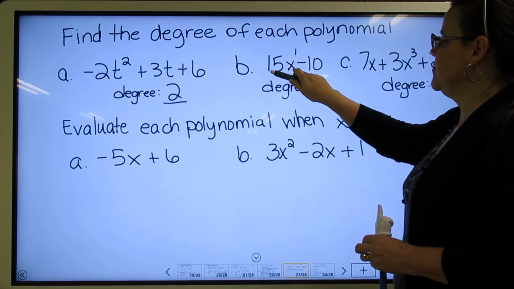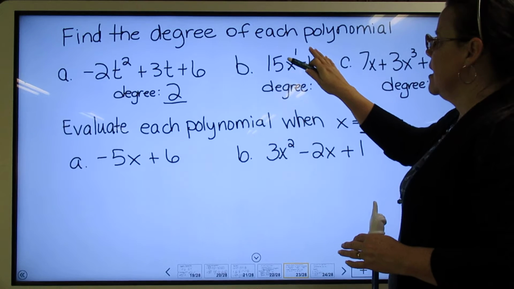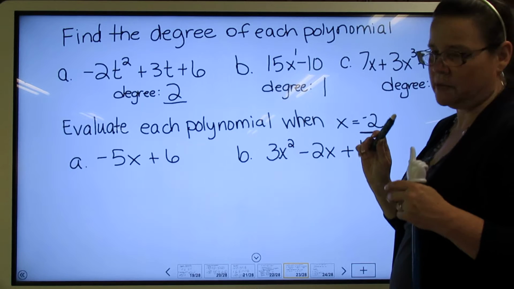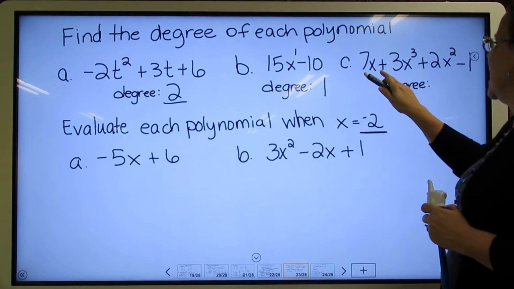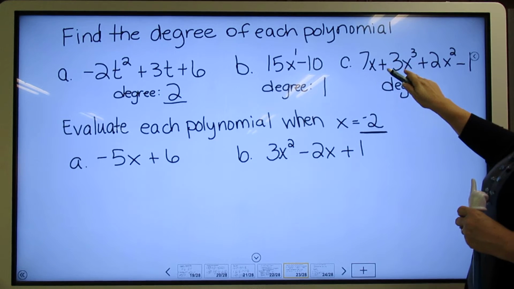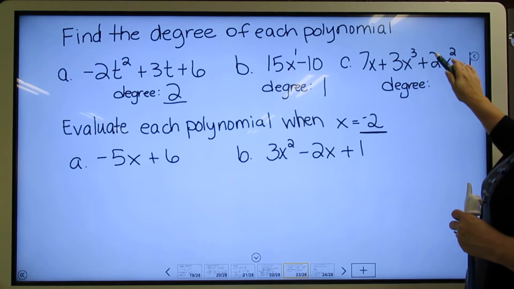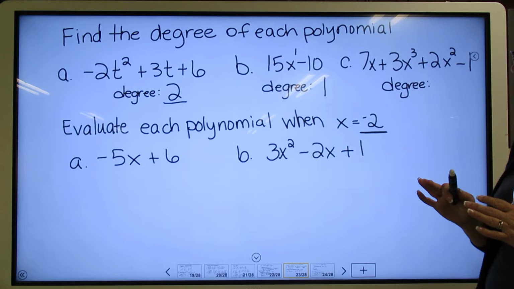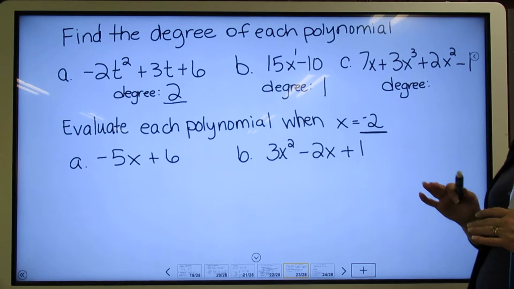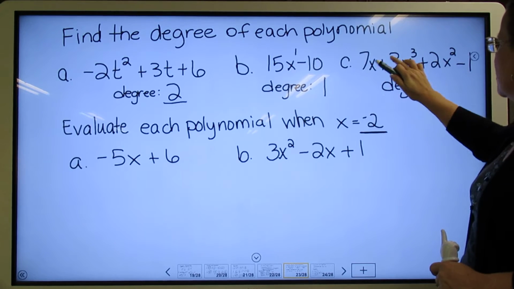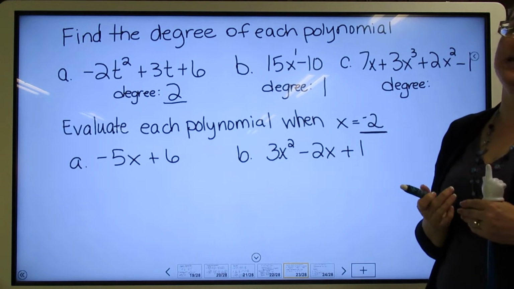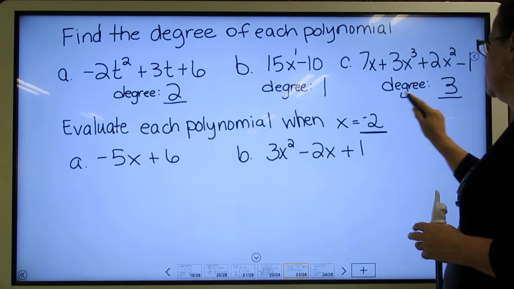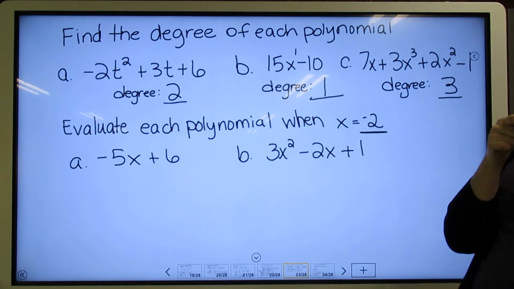I have 15x minus 10, and I would say 1, right? Because 10 doesn't have any variables on it. And then I have 7x plus 3x cubed plus 2x squared minus 1. It's kind of not in that descending order, and I could put it in that order, but I could see that I have a 1, a 2, and a 3, and the biggest of those three numbers is a 3. So if you said those, then you would be right, okay?